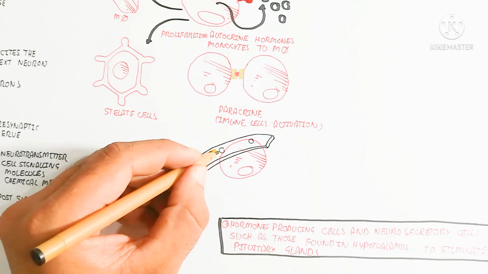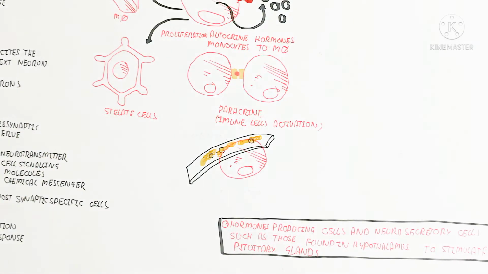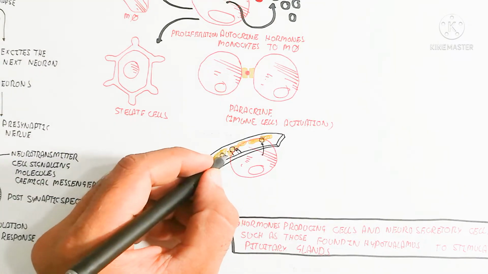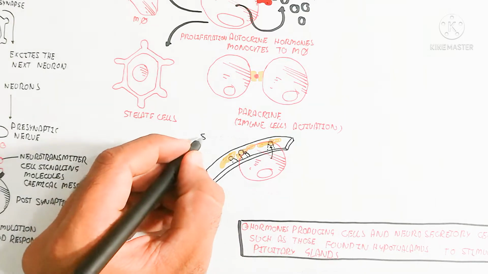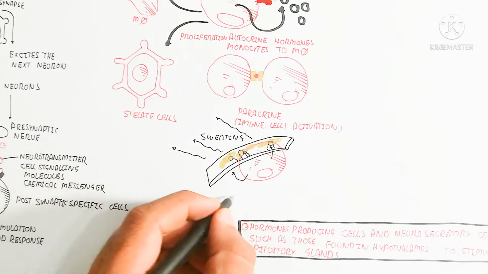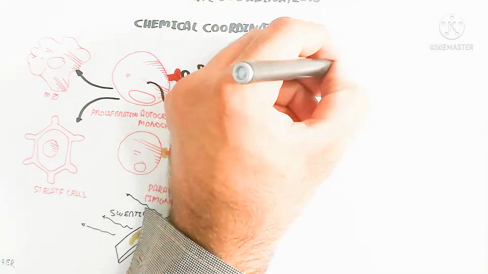Here is another one, the exocrine secretion of chemicals. This is basically not true chemical coordination, but you can understand it as well. That is sweating; sweating is through exocrine. But we will also understand exocrine best with the example of the pancreas.